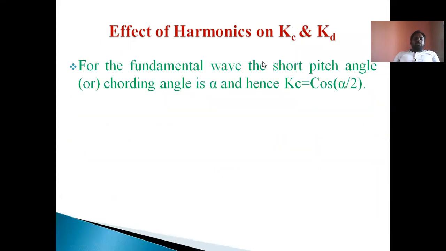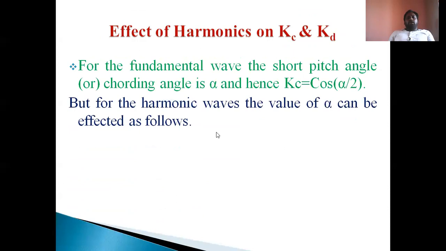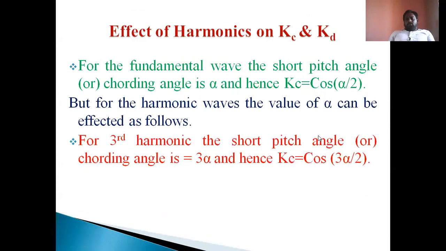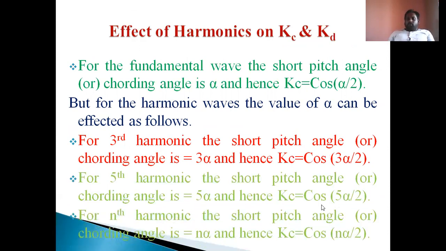How do we see this? We already discussed this in the eliminating methods. See here, for the fundamental frequency wave, Kc is equal to cos(alpha by 2). For the second harmonic, Kc is equal to cos(2 alpha by 2). By using symmetrical coils and poles, even harmonics are eliminated. For the third harmonic, alpha becomes 3 alpha, then Kc is equal to cos(3 alpha by 2). For the fifth harmonic, Kc is equal to cos(5 alpha by 2). For the nth harmonic, Kc is equal to cos(n alpha by 2).